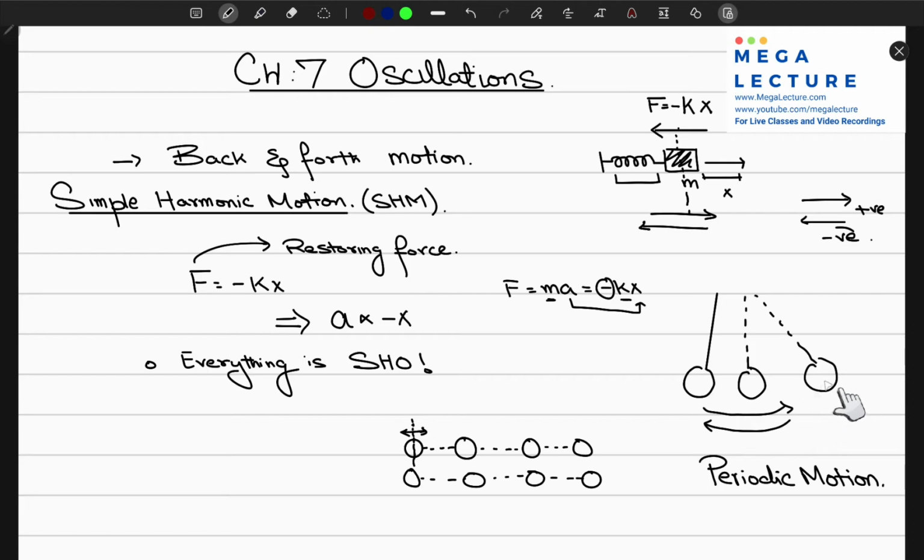Once it goes here and comes back to its original position, to this extreme position, it has completed one oscillation. Now if it does that again and again, that's called periodicity or periodic motion. You can also define what is called the time period.